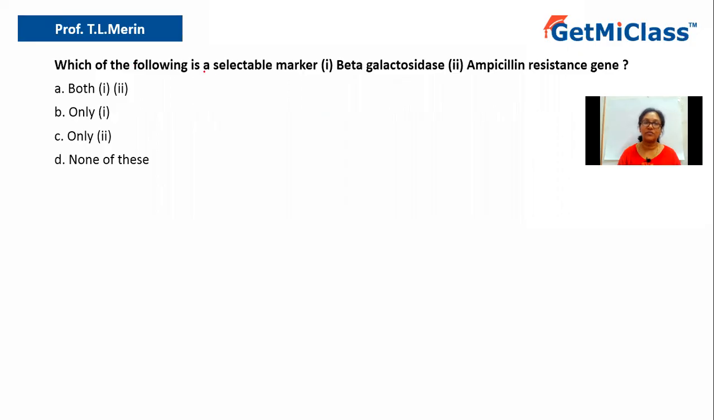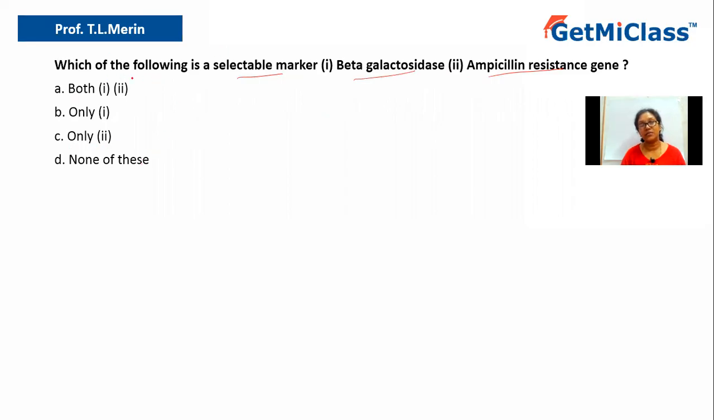The question says, which of the following is a selectable marker? The first one they have given is beta galactosidase, and the second one they have given is ampicillin resistant gene. And the options they have given are: option A, both one and two. Option B, only one. Option C, only two. Option D, none of those.